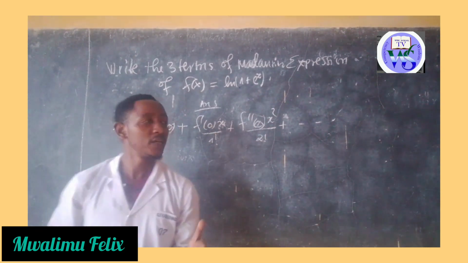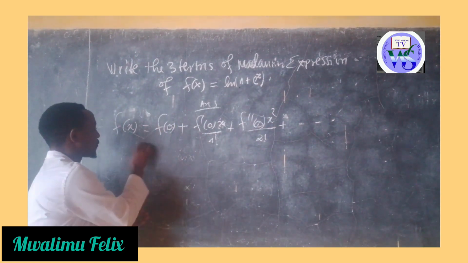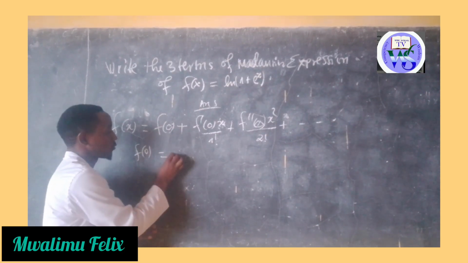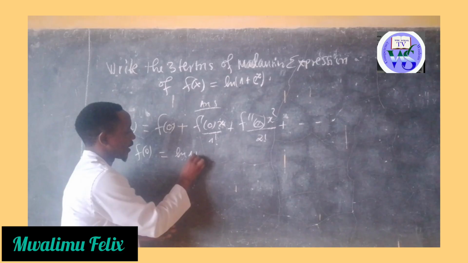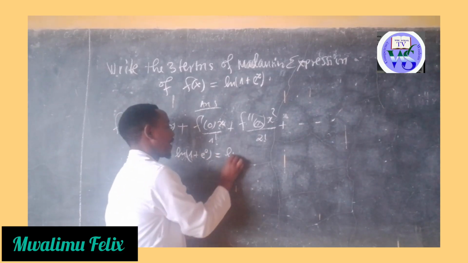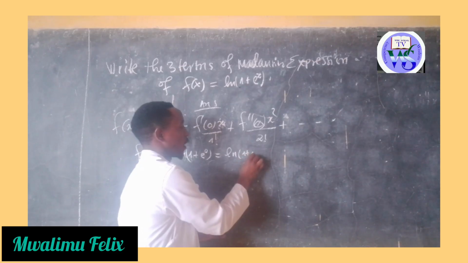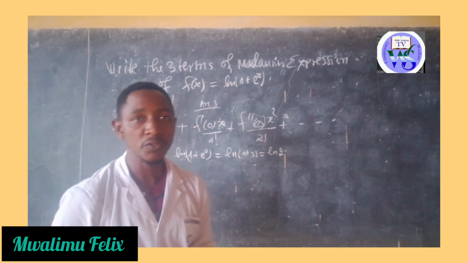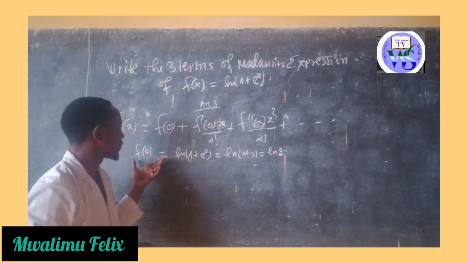So we are going to see how to find f of 0. This f of 0 is equal to ln of 1 plus e power 0. So this is equal to ln of 1 plus 1, which is equal to ln of 2. So ln of 2 is equal to f of 0.